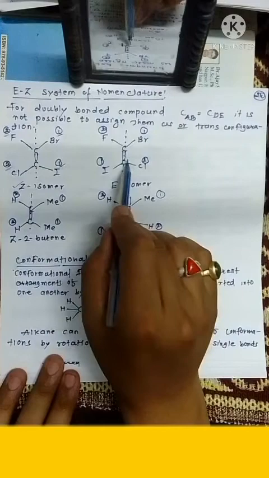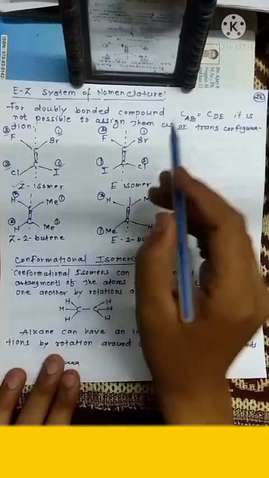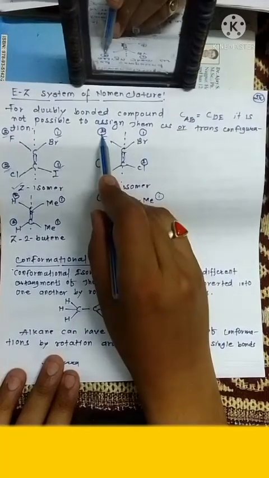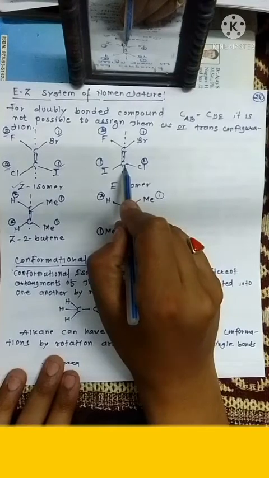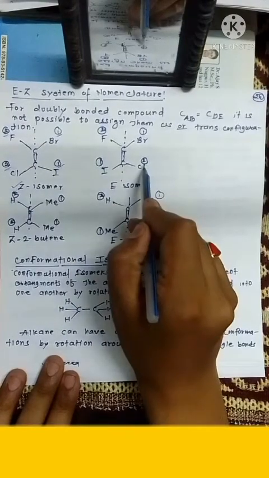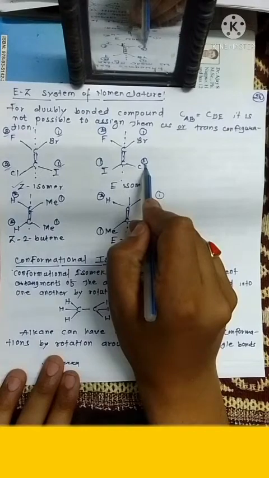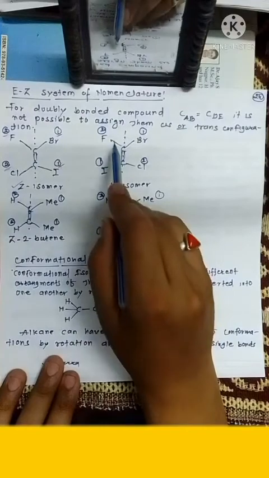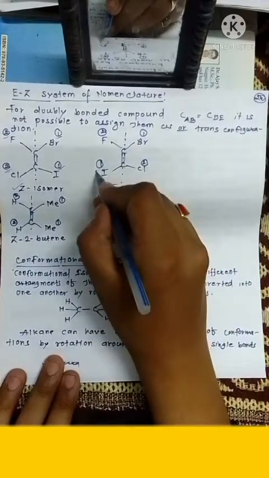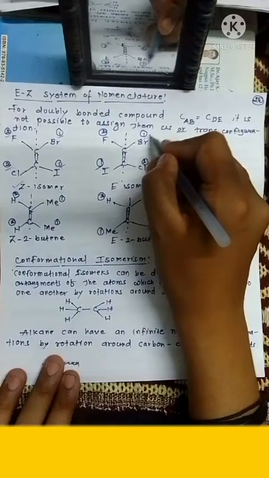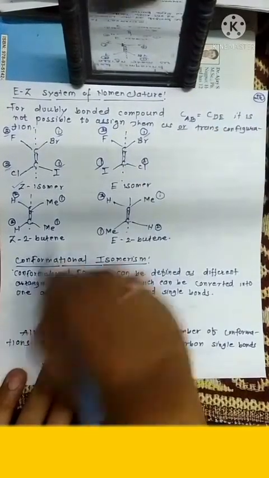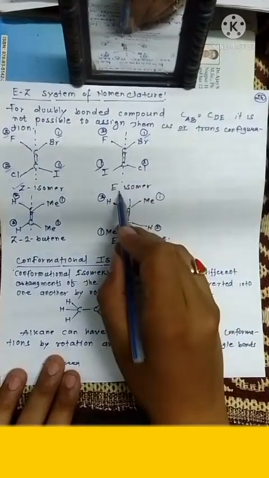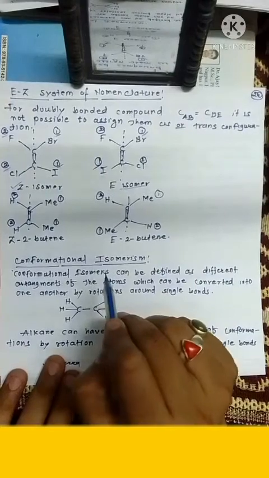Now the same molecule is written here, but just see, in this case obviously bromine got first priority, fluorine got second priority. In this case iodine got first priority, chlorine got second priority. Now we draw a line which passes through both the carbon atoms. Just see here, both higher priority atoms which are attached to the carbon atoms are present in opposite planes. That's why it is known as E isomer.